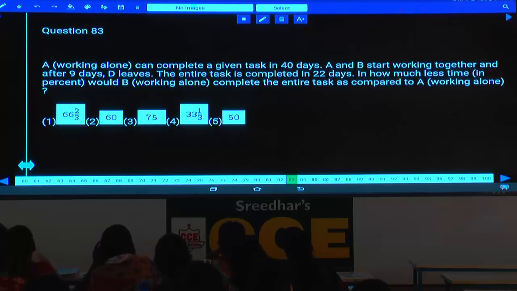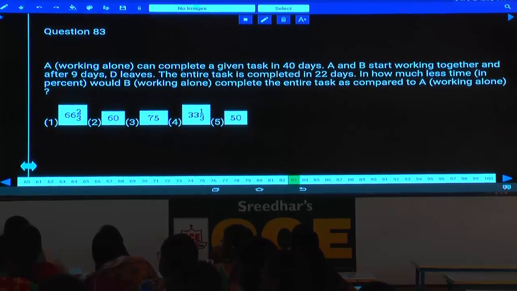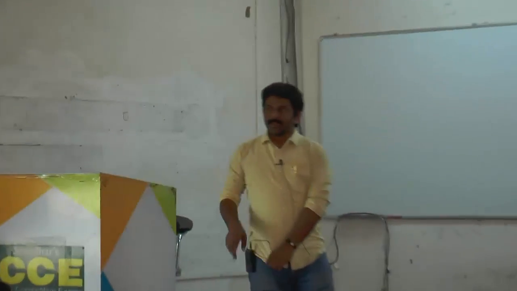A working alone can complete a given task in 40 days. A and B started working together, and after 9 days, B leaves. That is not D, take it as B. The entire task is completed in 22 days. In how much time in percentage would B working alone complete the entire task as compared to A working alone? Now you are asked to calculate a comparison but in terms of percentage. Now A alone can complete the work in 40 days.